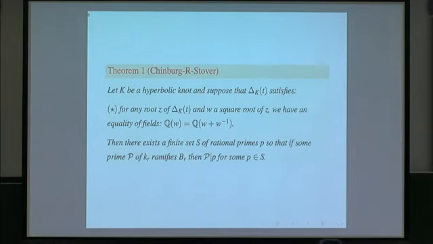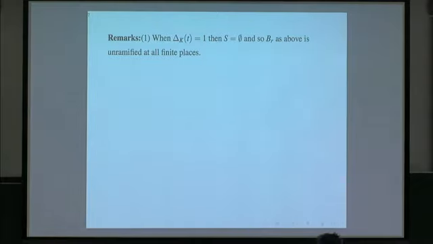Okay, so the key thing to remember is this star. It's a condition on the roots of the Alexander polynomial. All right, so when the Alexander polynomial is 1, then this S is empty, and B sub R is unramified at all finite places. So that example 137, even though it was not a knot in the 3-sphere, its H1 is Z, you can compute its Alexander polynomial, and miraculously it's trivial. And so in this case, it's unramified at all finite places. That's really what the experimentation showed, and this is the reason why it's true there.